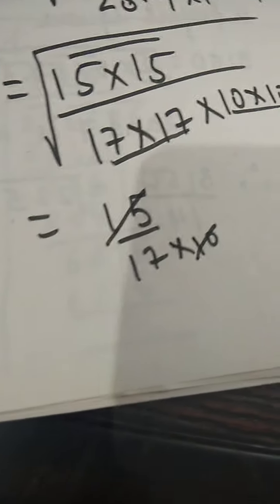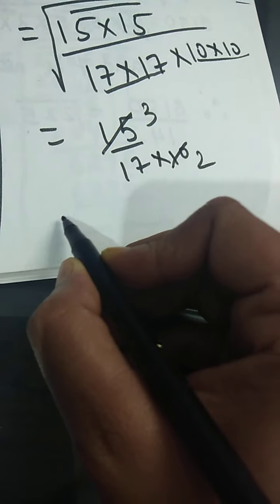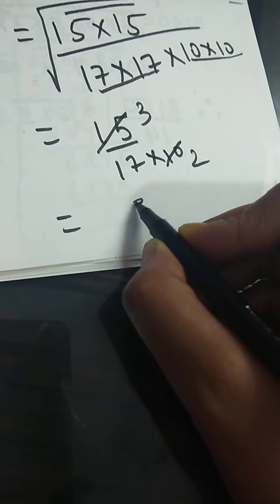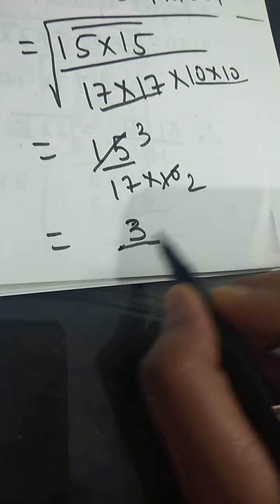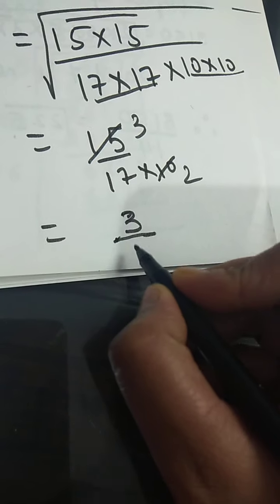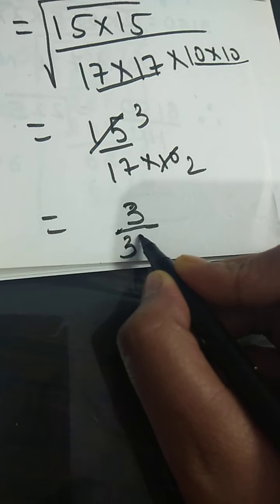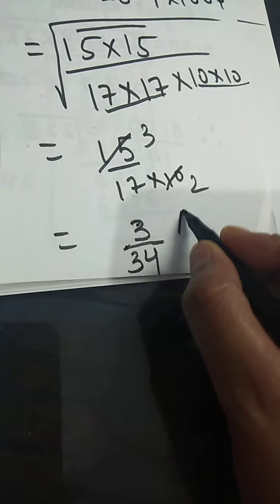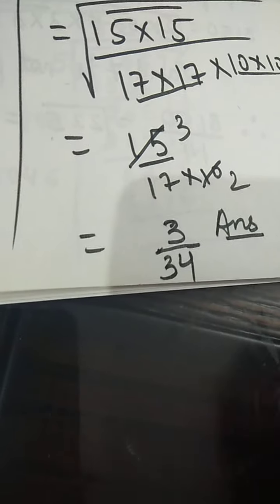We will cancel 15 and 10. This will be 5 3s are 15 and 5 2s are 10. Our final answer is 3 upon 17 2s are 34. This is our final answer.